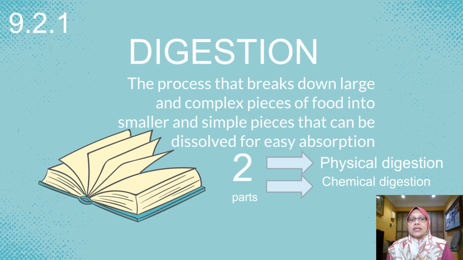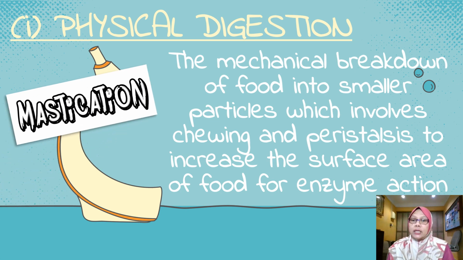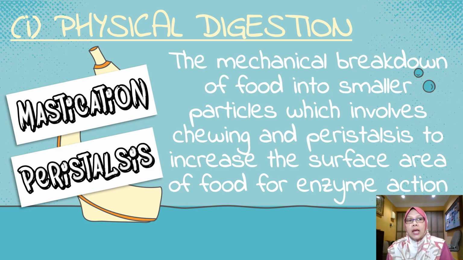Digestion has two parts, which is physical digestion and also chemical digestion. Did you know what is physical digestion? Physical digestion is the mechanical breakdown of food into smaller particles which involves chewing and peristalsis to increase the surface area of food for enzyme action. So you must remember that it involves mastication and also peristalsis.